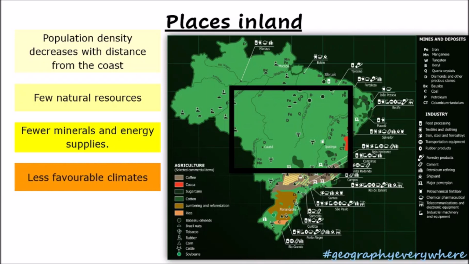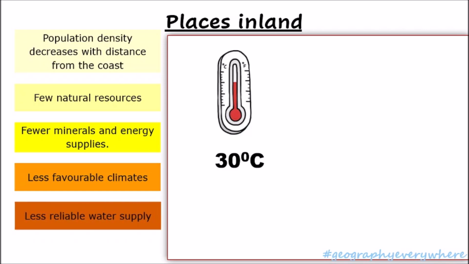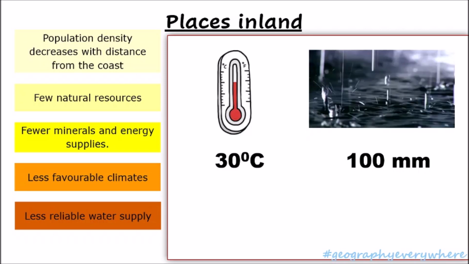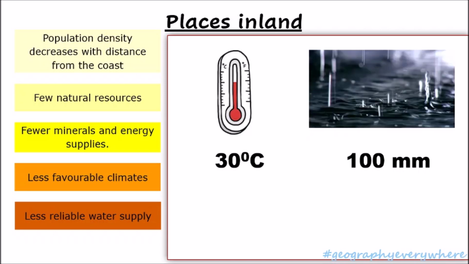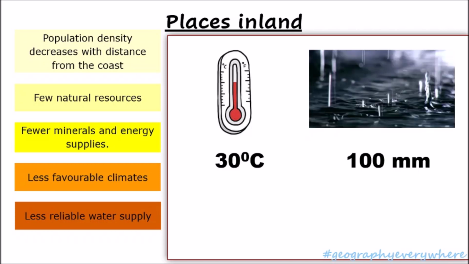This area also has a less favorable climate. We have to look at the temperature of this area. The average temperature in the year is around 30 degrees, and between summer and winter it doesn't change much. This area also has a less reliable water supply, around 100 millimeters every year. That means that on average, every 1 year, this area receives around 10 centimeters of rain. That's a bit.